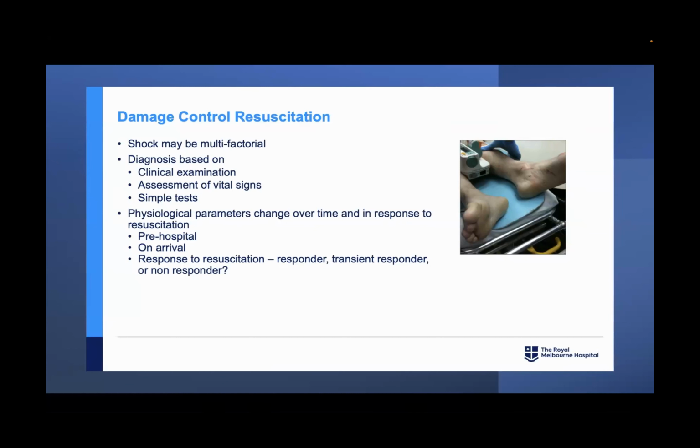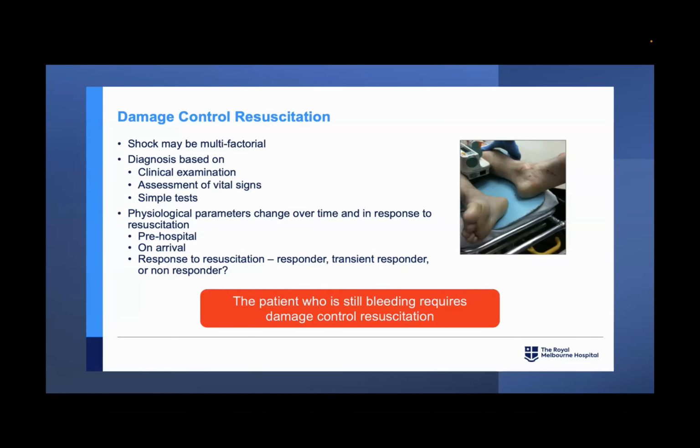I often ask myself, is my patient a responder or a non-responder or a transient responder? Because it very much helps me in my decision-making with this patient. The key question is, is the patient still bleeding? And if so, where are they bleeding from? Because the patient who is still bleeding requires damage control resuscitation and some form of definitive control of that bleeding.